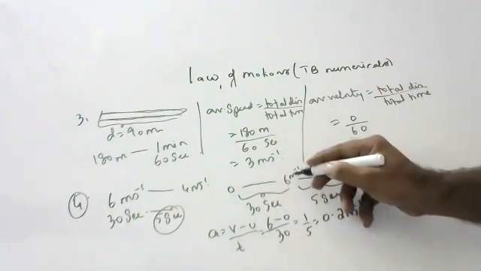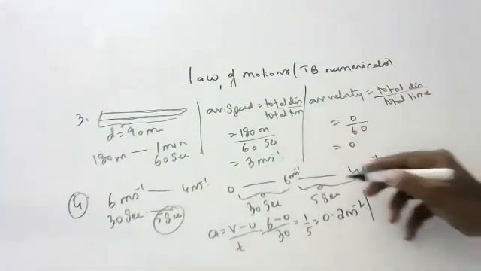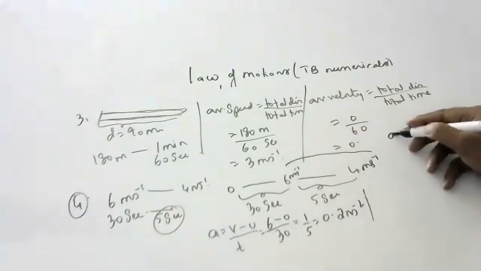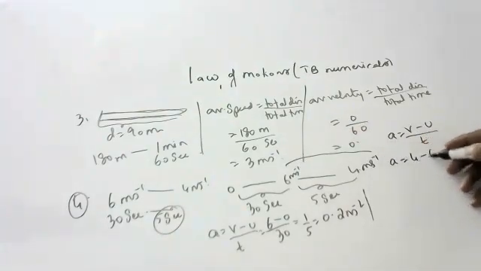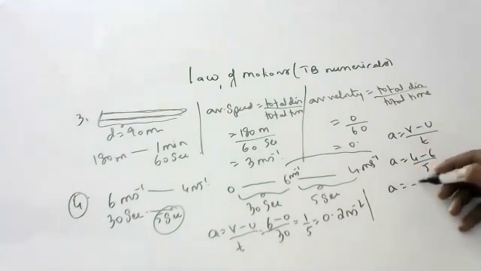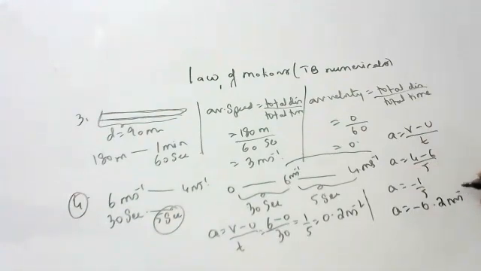Now again, when he is going at 6 meter per second, he came to 4 meter per second in 5 seconds. What is the acceleration in this part, anyone? 4 minus 6 by 5. How much? Minus 2 by 5. 0.4 meter per second square.